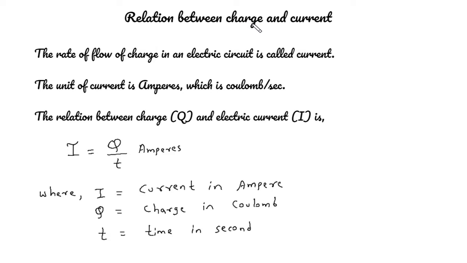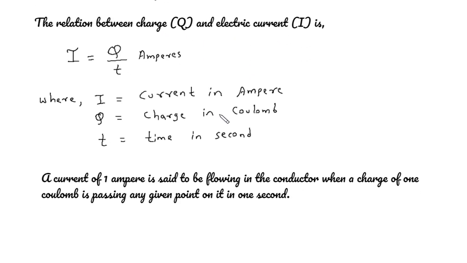Relation between charge and current. The rate of flow of charge in an electric circuit is called current. The unit of current is ampere, which is coulomb per second. The relation between charge Q and electric current I is I = Q/t amperes, where I is the current in ampere, Q is the charge in coulomb and t is the time in seconds.